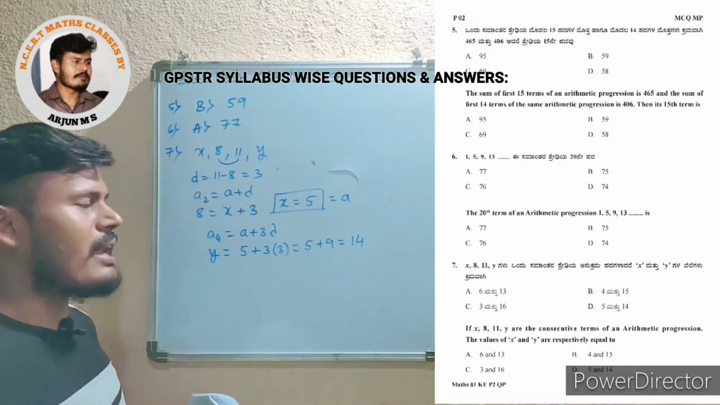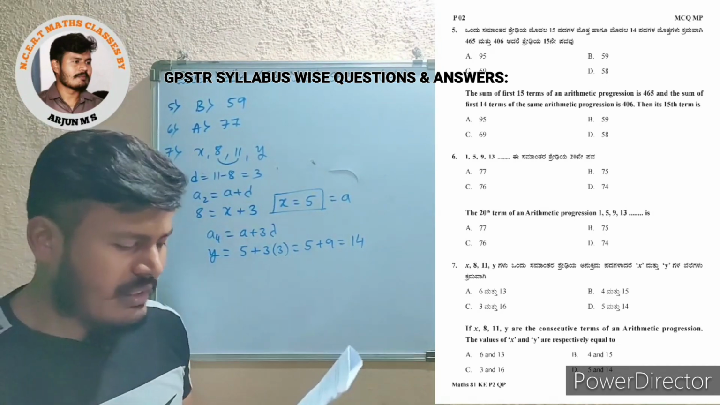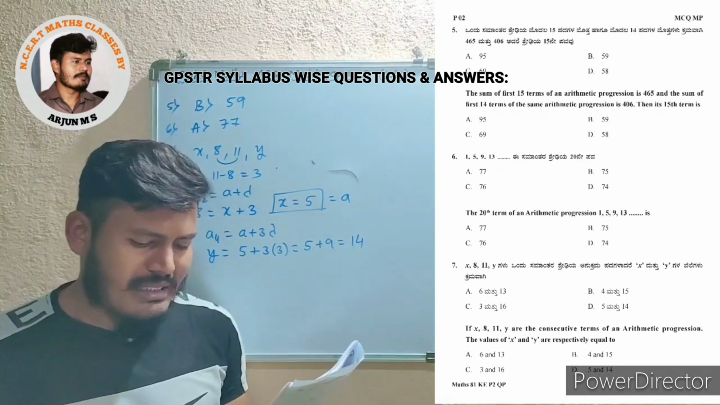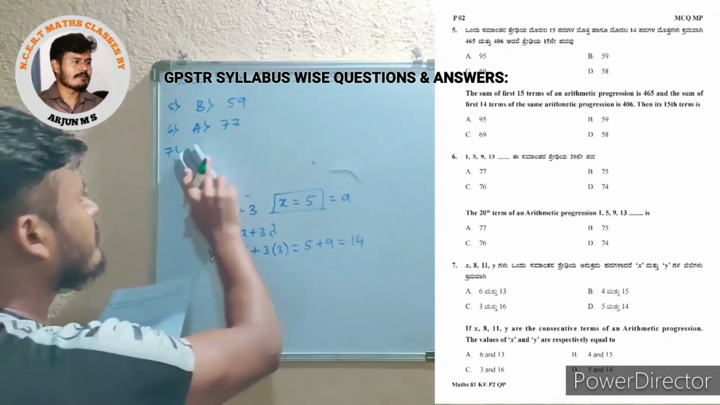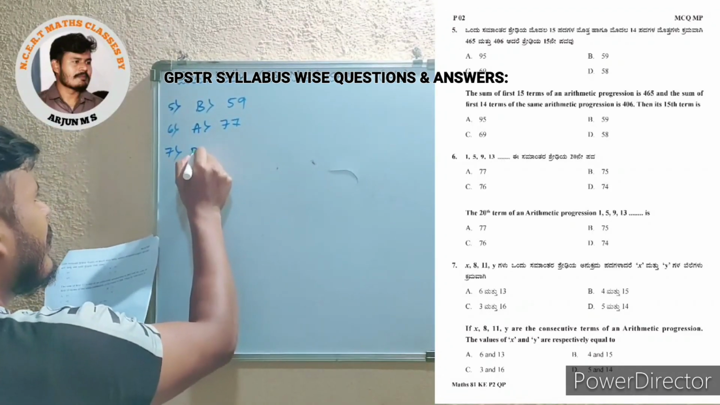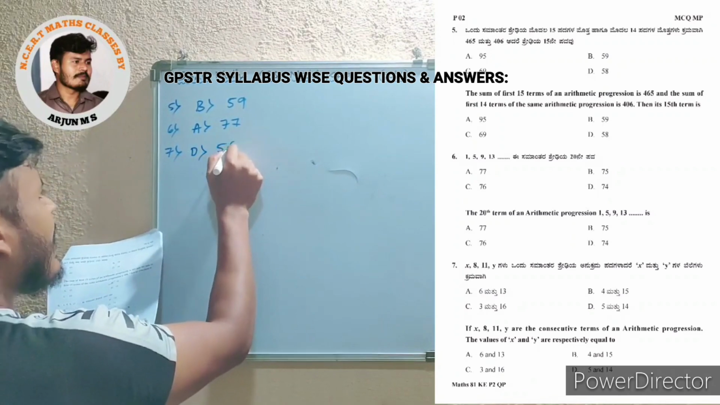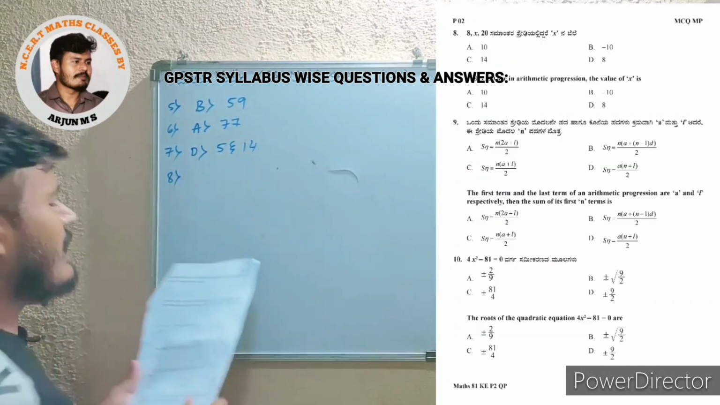So now tell me what are the values of x and y here. x is 5 and y is equal to 14. You just find out which option is correct. Option D is correct, 5 and 14. I hope you all understand the solution of these questions. Option D, 5 and 14, is the right answer. So now we're moving on to the eighth question.